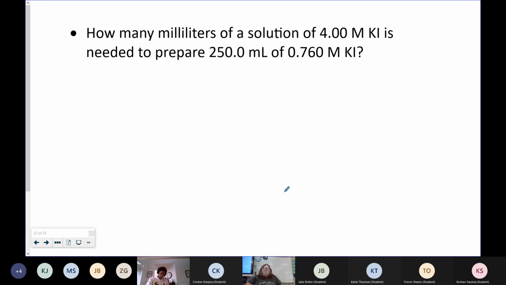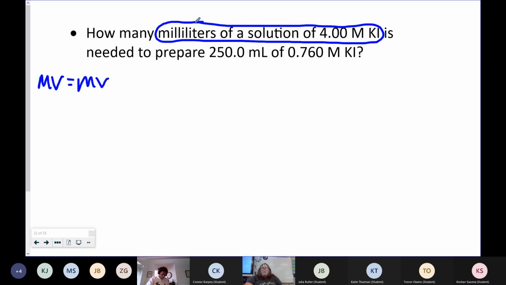Let's look at another one. So here it wants to know how many milliliters of a solution of 4 molar potassium iodide is needed to prepare 250 milliliters of a 0.760 molar potassium iodide. And we're using the same formula of molarity times volume equals molarity times volume. So figuring out what's going to go on each side together, it wants to know how many milliliters of 4 molar is used. So those go together.